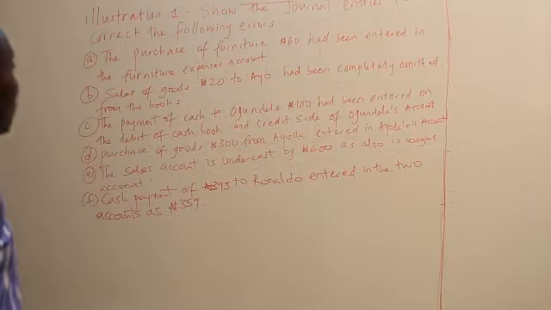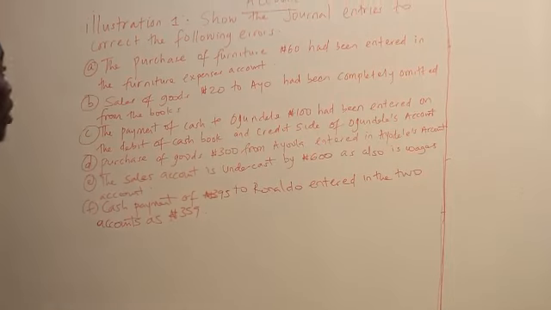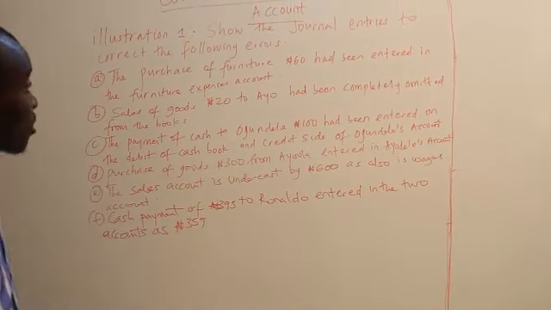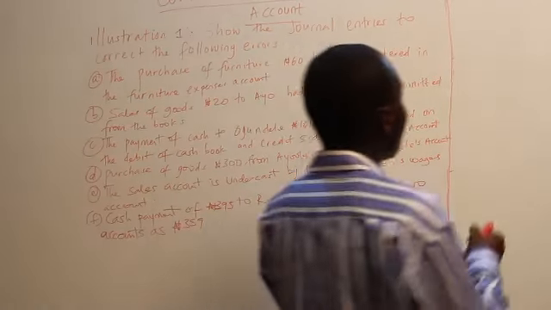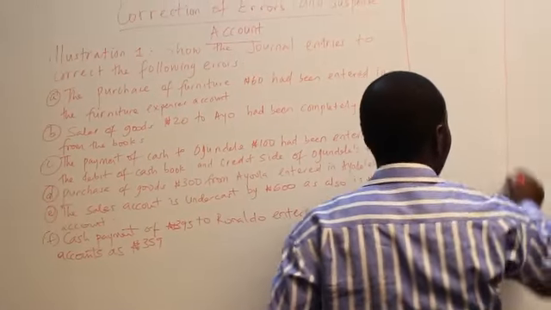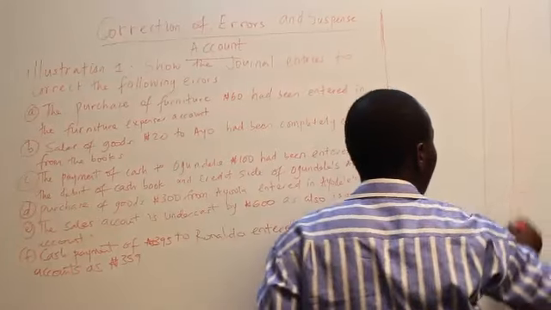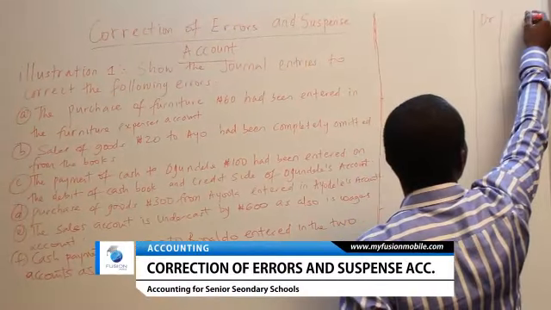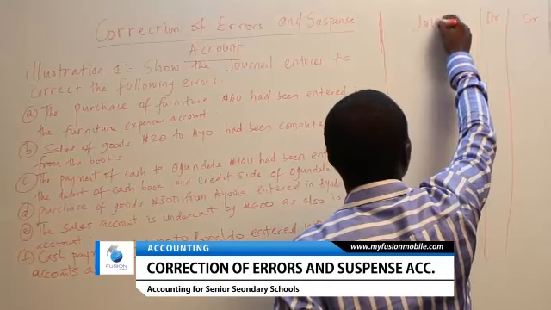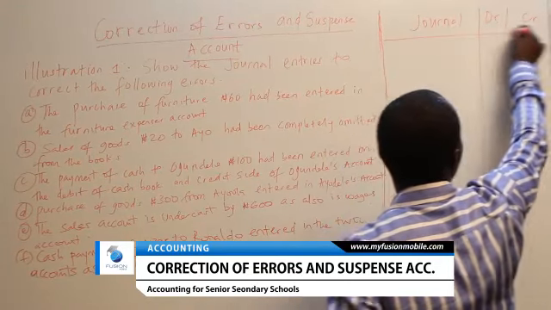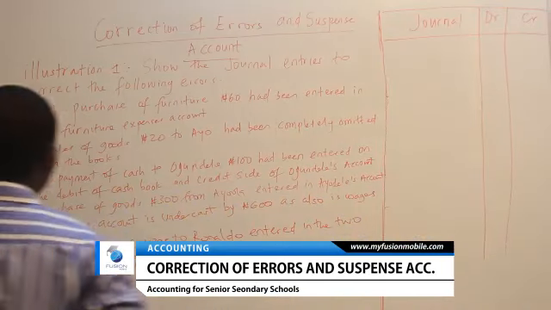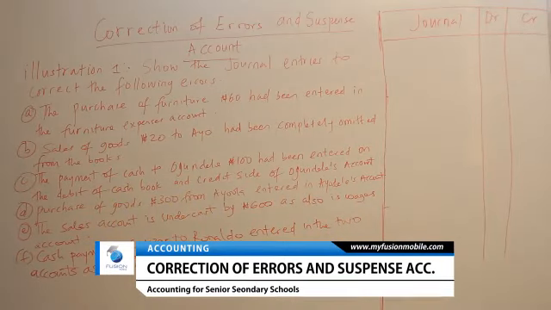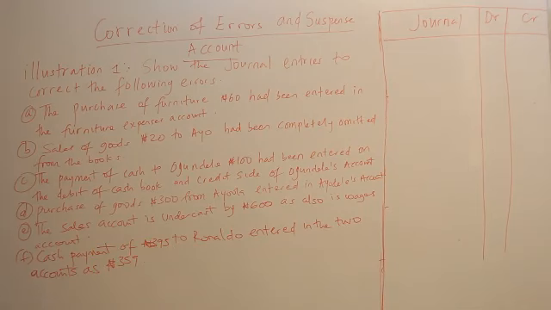So okay, we have an illustration on the correction of errors. Show the journal entries to correct the following errors. So we have to open the journal to correct all of the errors. So we have the debit, we have the credit, we have the journal. So the first transaction there, we have the purchase of furniture, 16 naira, which had been entered in the furniture expenses account.